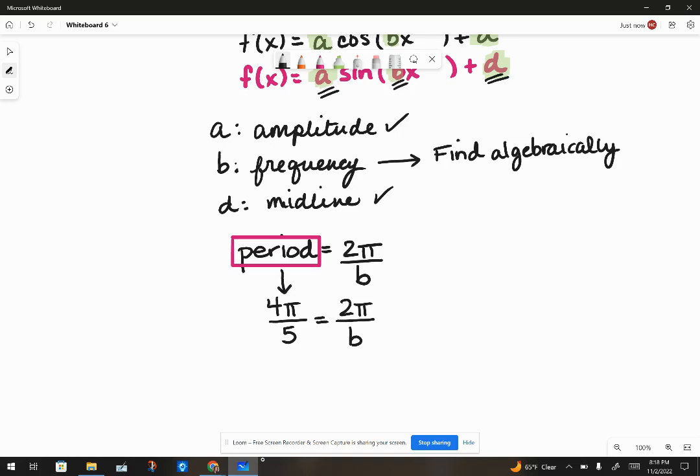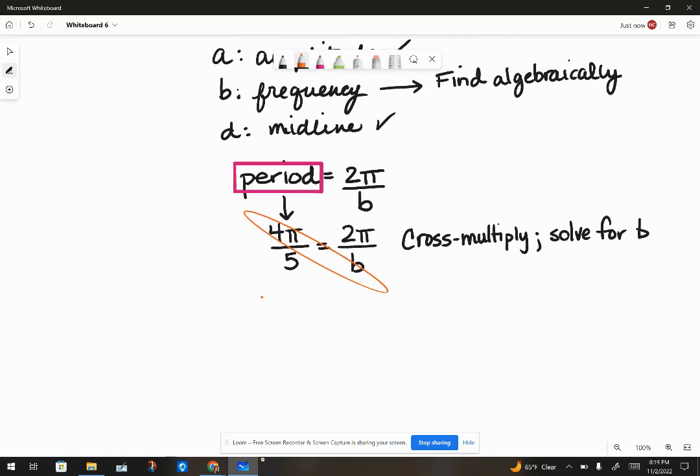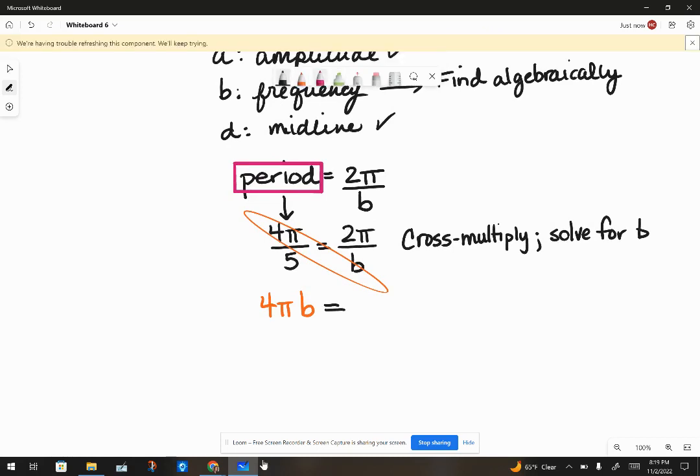Okay, now you are going to cross multiply to set up your equation. And once it's set up, you will solve for your B. So let's cross multiply. I'm going to cross multiply with the b value. So 4 pi times b is going to give me 4 pi b. Then I'm going to put an equal sign, and then I'm going to multiply in the other direction.